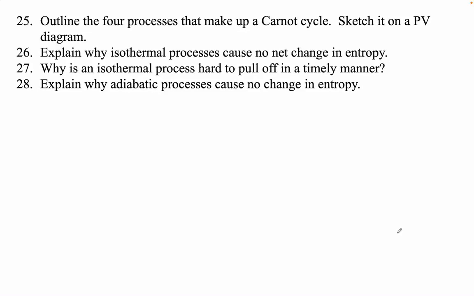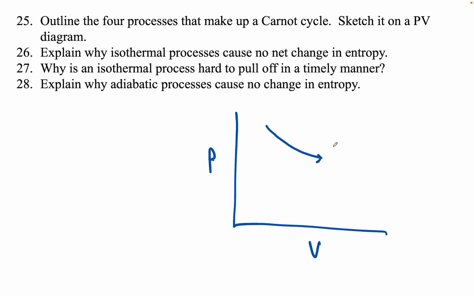All right, outline the 4 processes that make up a Carnot cycle. So let's just do this classically, right? Pressure, volume. The first one is going to be an isothermal expansion, followed by an adiabatic expansion.